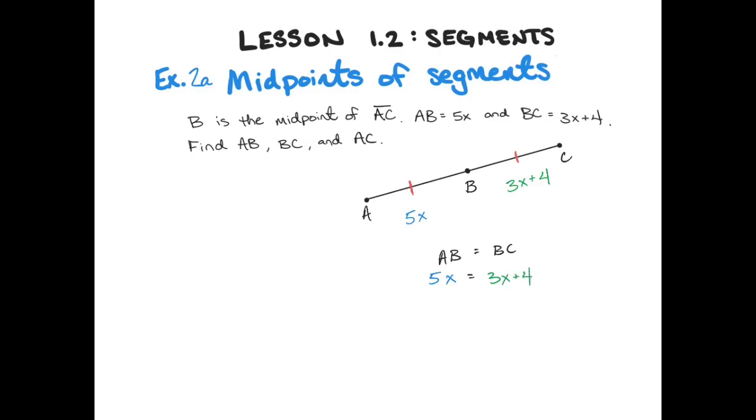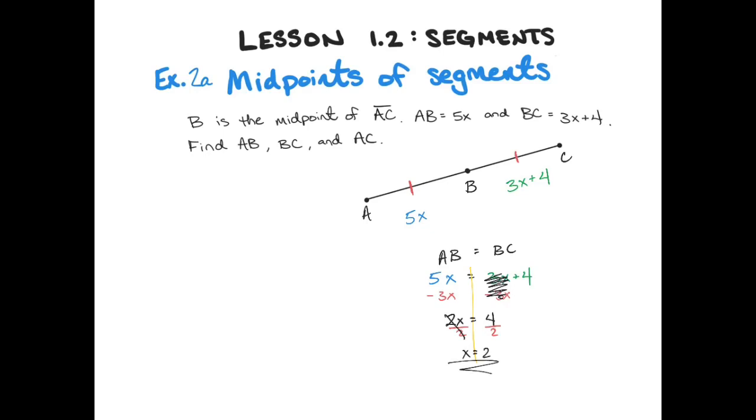All right, I got everything set up. I just need to do a little bit of algebra and figure out what x is so I can go back and find all the other lengths. So I'll start by getting all my x's on one side. 5x minus 3x, so I have two x's on this side now. 3x and negative 3x canceled out, and I just have the 4 on the right side. I can divide by 2 to figure out what 1x is worth, and x is equal to 2.